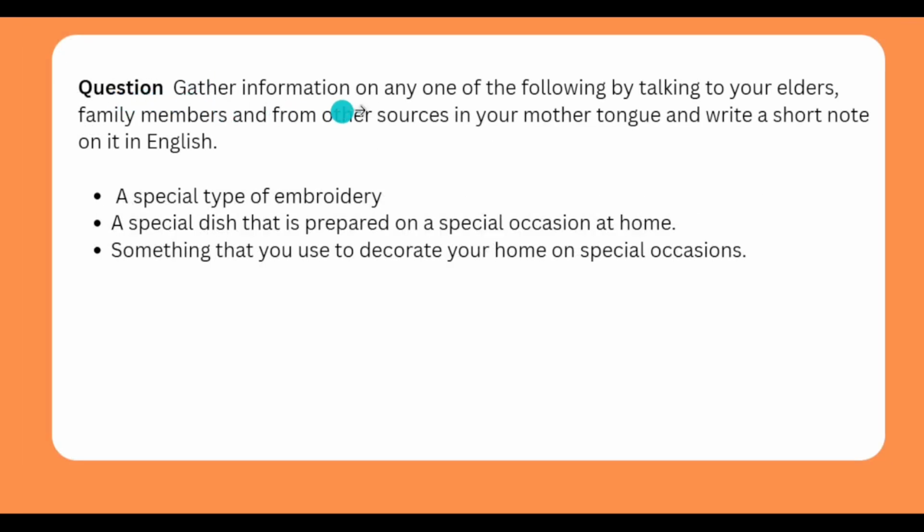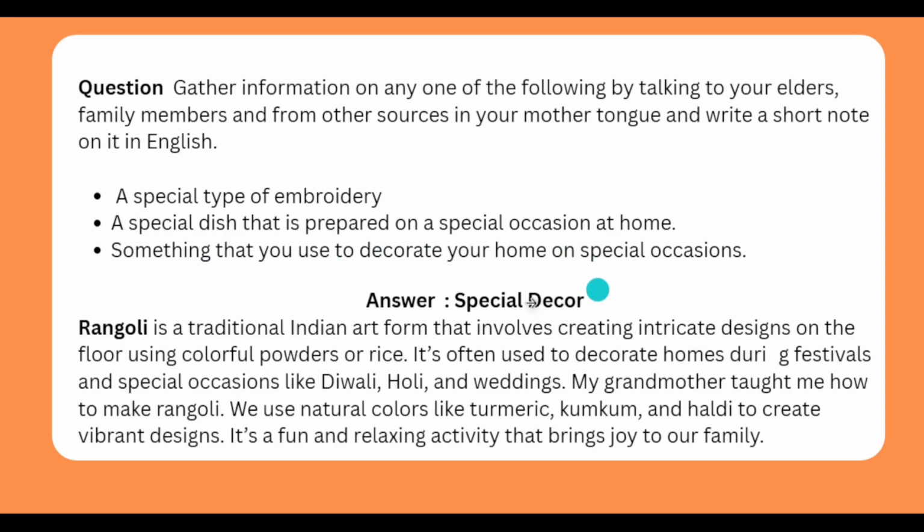Question: gather information on any one of the following by talking to your elders, family members and from other sources in your mother tongue, and write a short note on it in English. 3 topics are given. Any one topic you can write. A special type of embroidery, a special dish that is prepared on a special occasion at home, something that you use to decorate your home on special occasions. I have written on special decor, that is Rangoli. You can read it.